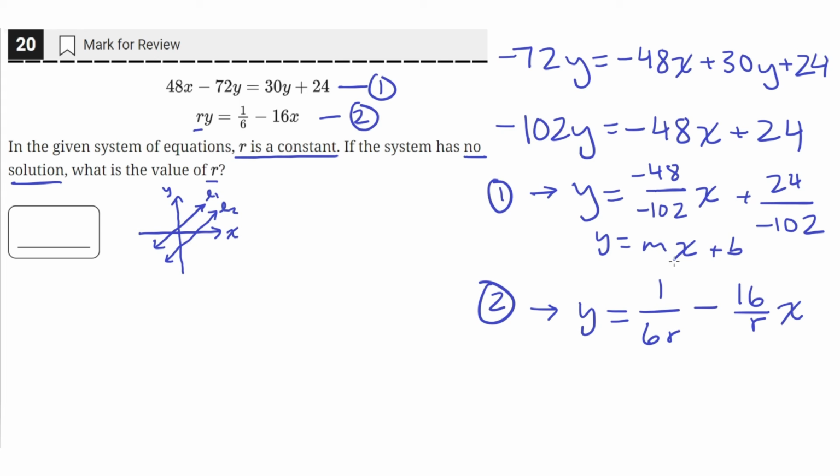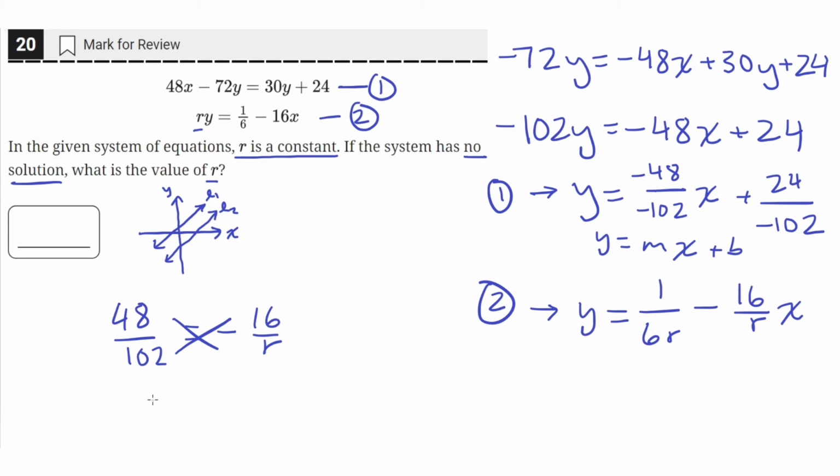In order for these two equations to have no solution, they need to be parallel, which means the slopes need to be the same. So the slope of the first equation is 48 over 102. The negative divided by negative is just a positive. And that needs to be equal to the slope of the second equation, which is negative 16 over r. So now we can just solve for the value of r. We can cross multiply, so multiplying the corners.